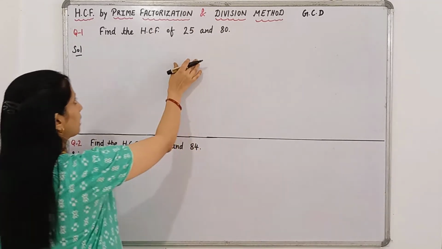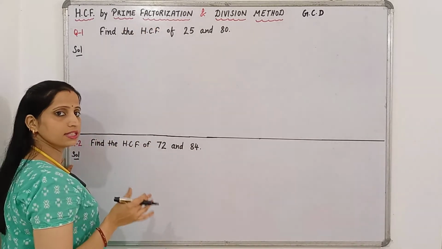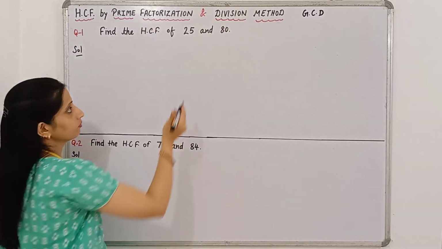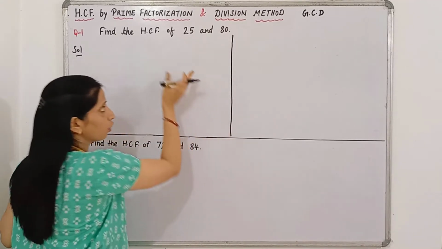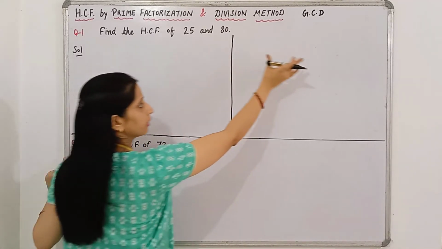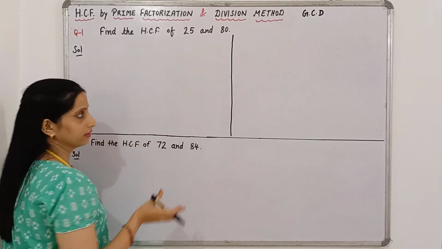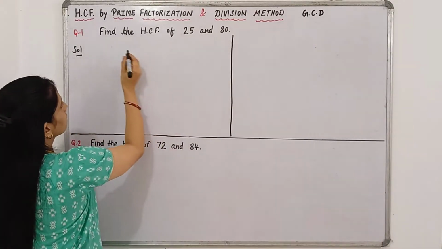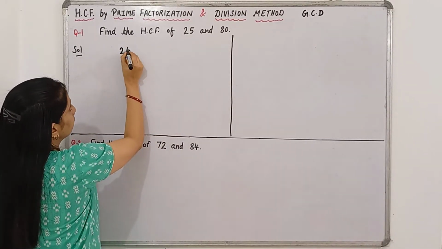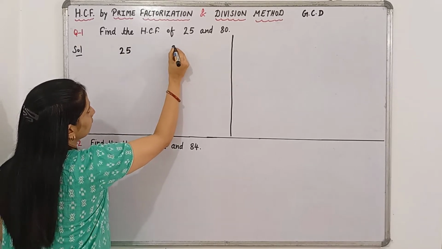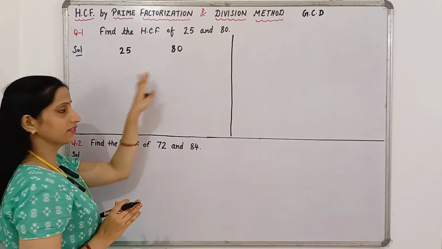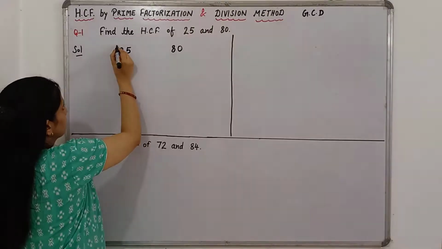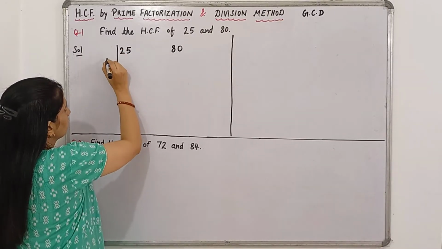So first I am starting with the first method, that is the prime factorization method. So I am drawing the line here. Here we will solve by prime factorization method and here we will solve by division method. So here the given numbers are 25 and the other number is 80. So first we will find out the prime factors of these given numbers. So let's do the prime factorization.